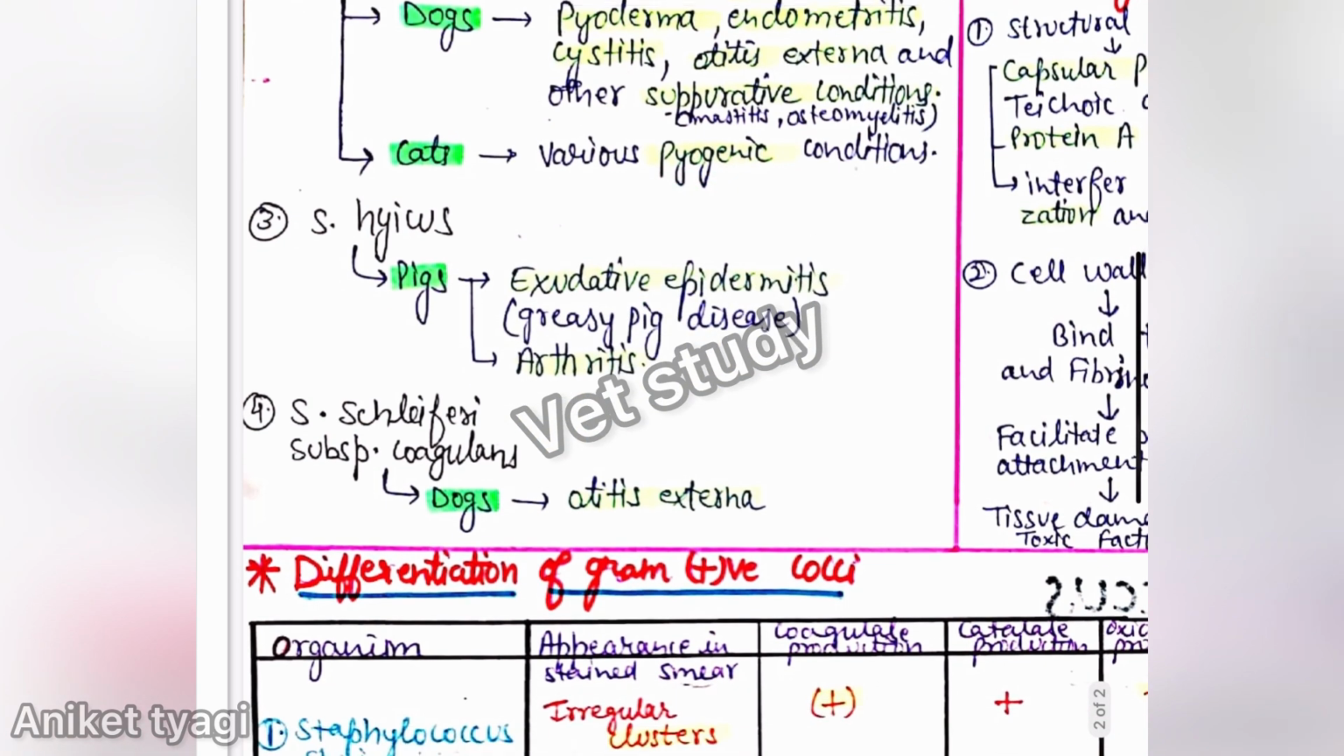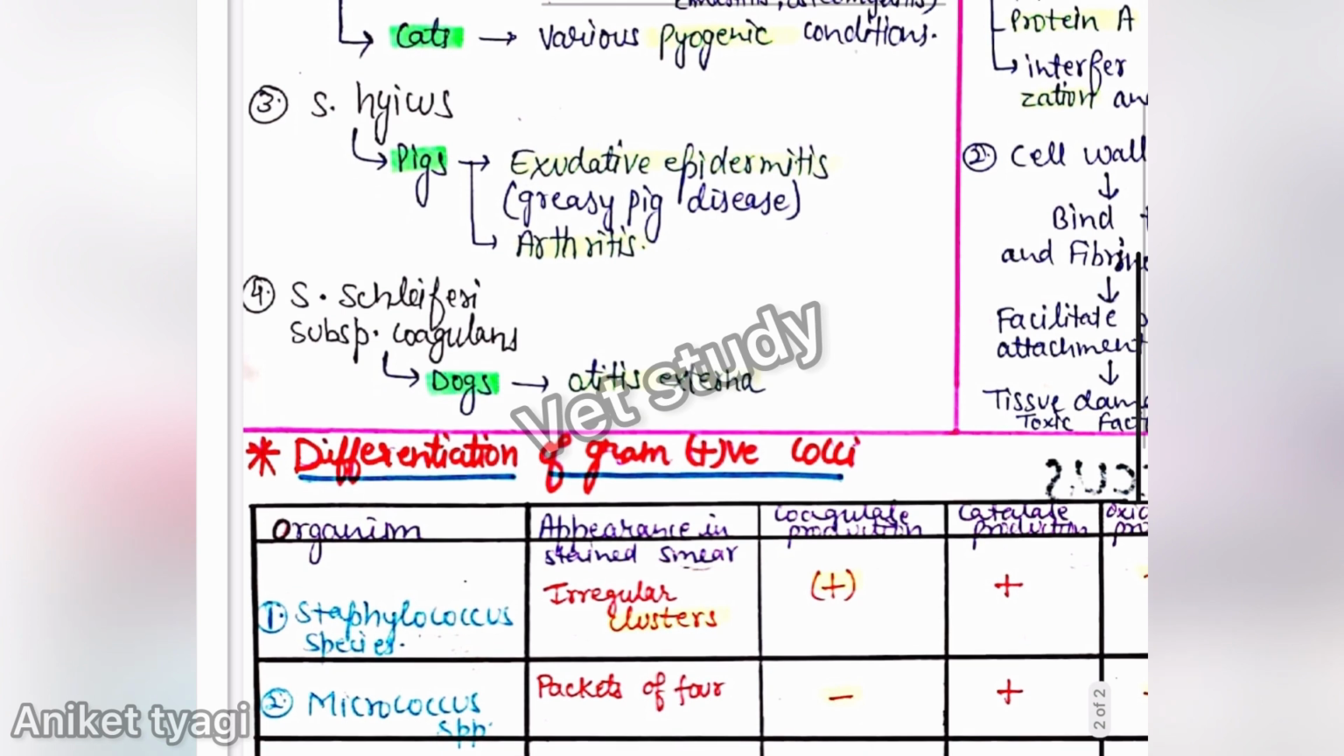The Staphylococcus, this is very important. Staphylococcus aureus causes exudative epidermatitis, which is also known as greasy pig disease. This greasy pig disease is very important. You should remember this term, greasy pig disease. So greasy pig disease is caused by Staphylococcus aureus, and it is also known as exudative epidermatitis, and there will be arthritis also in this case. Next is Staphylococcus schleiferi subspecies coagulans, which causes otitis externa in case of dogs.